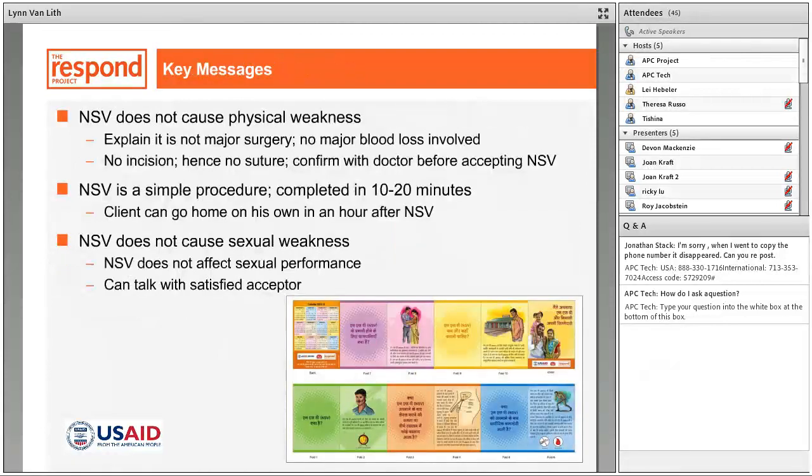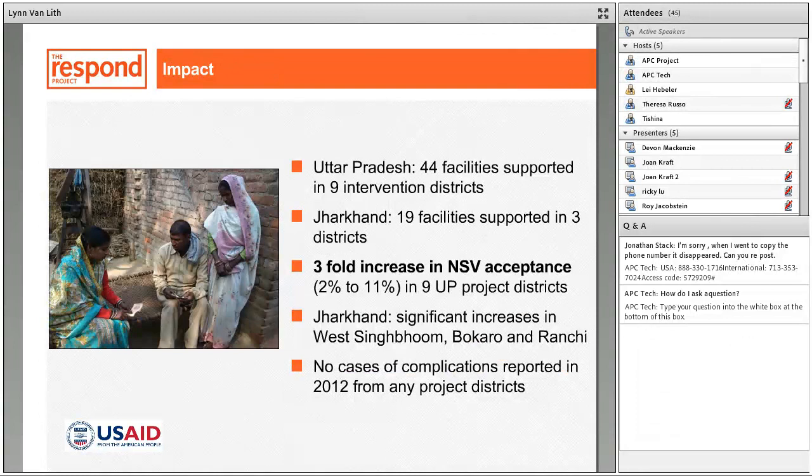So on the next slide, we highlight some of the key messages: that NSV does not cause physical weakness. It's not a major surgery. Therefore, men can return to work quickly, it's quite a simple procedure, and does not cause any kind of sexual weakness. Again, we were addressing some of the barriers and stressing consent and volunteerism, particularly given the history of sterilization in India, and you see one of the brochures on this slide. So let's move quickly to impact on the next slide.